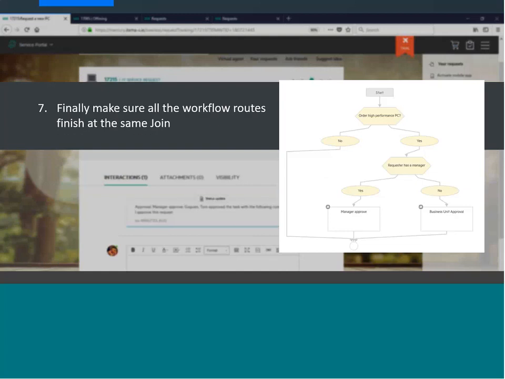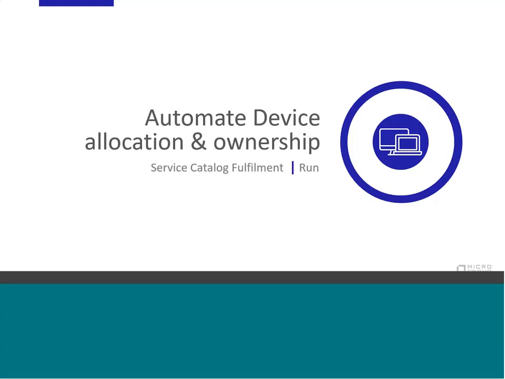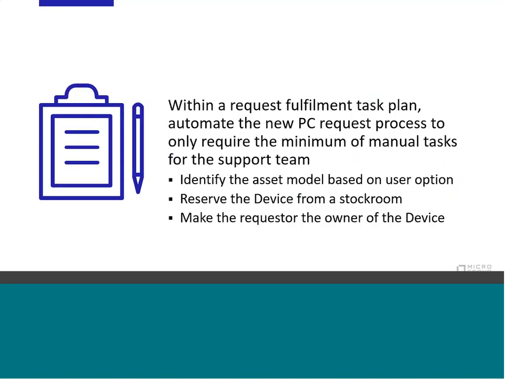Okay, so our final run work use case that we're going to go through is automate device allocation and ownership. In this case, we're extending that offering that we've created, but we're also going to identify an asset model based on the option that I select from that drop down, check to see if that device is available in the stock room, reserve it, and then make the request to the owner of that device through the process.